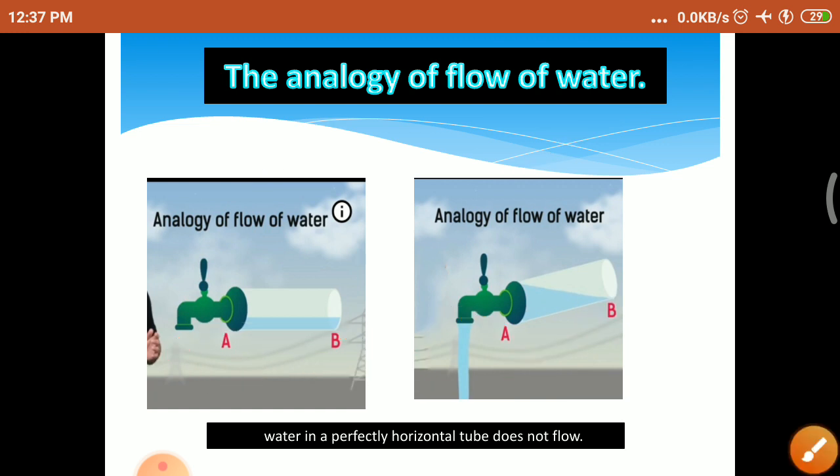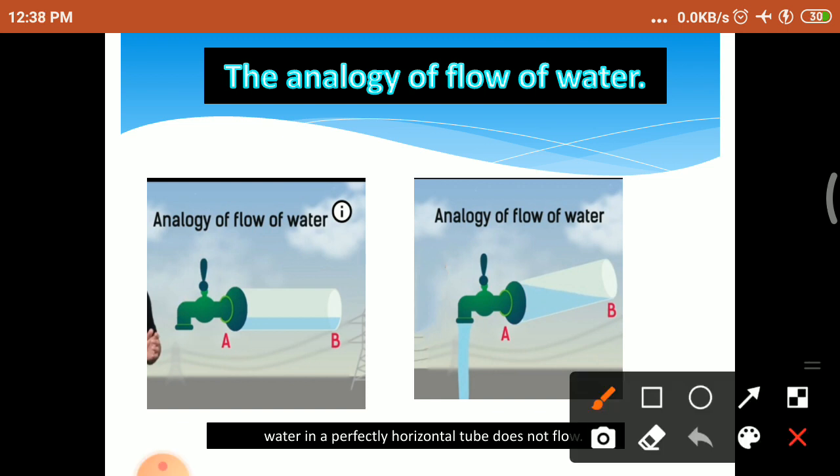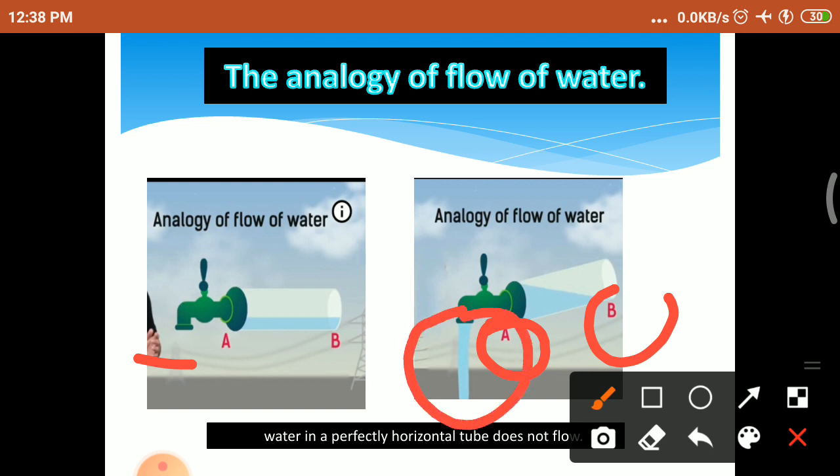Are you clear? In the first diagram, at A and at B, the water level is the same. So the pressure is the same at point A and point B. So there is no flow of water at the tap. If I need water to flow, I have to raise the end B so that the pressure level varies at A and B. When the pressure level is changed, the water starts to flow.